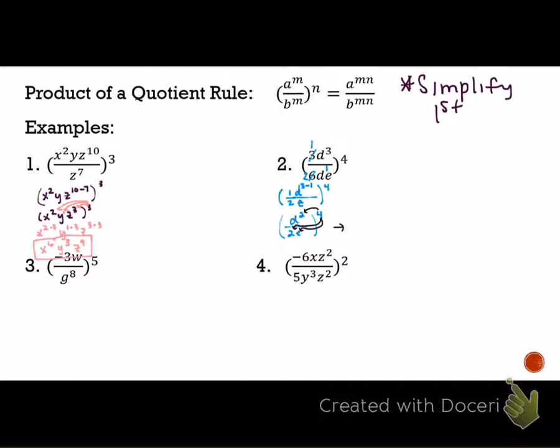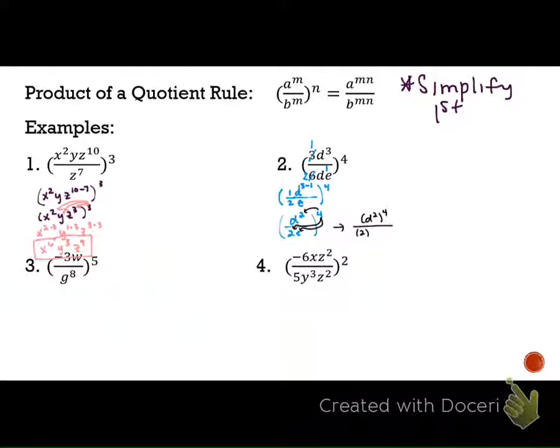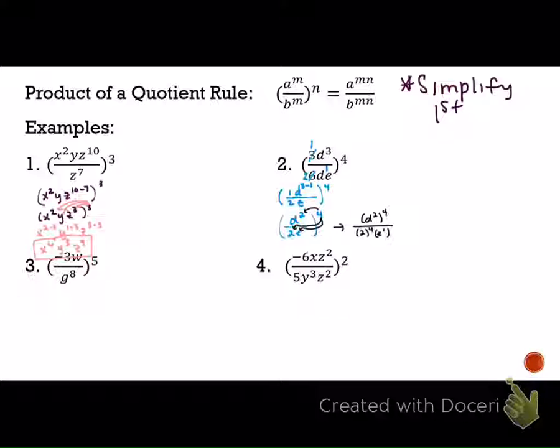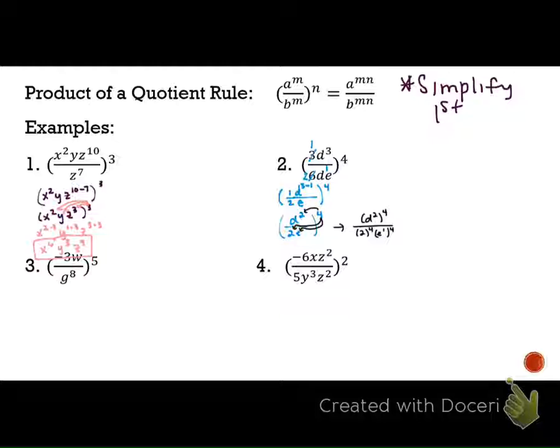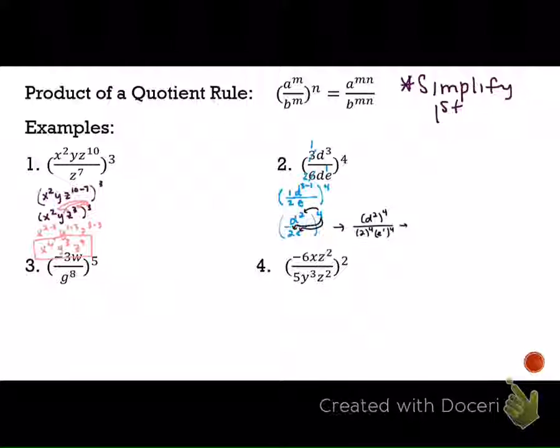So we have D squared to the 4th, 2 to the 4th, and then E to the 1st to the 4th. What do you do with an exponent to an exponent? Everyone, what do we do with an exponent to an exponent? Okay, so I have D to the 2nd times 4. D to the 4th means 2 times 2 times 2 times 2. Then I have E to the 1st times 4. Know what that means. It does not mean 2 times 4.